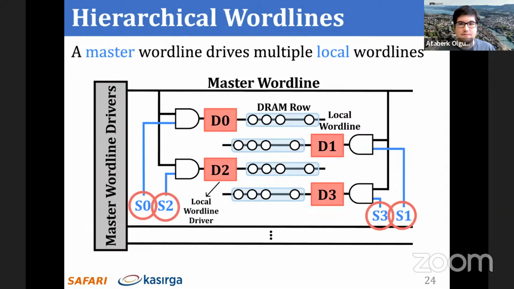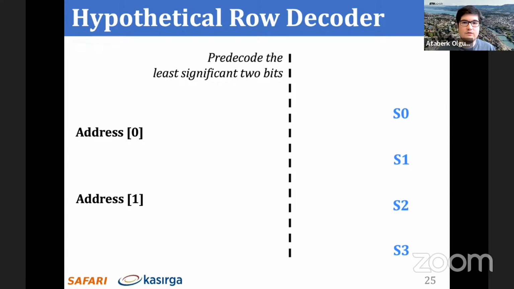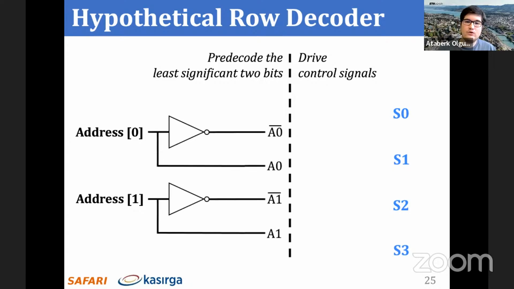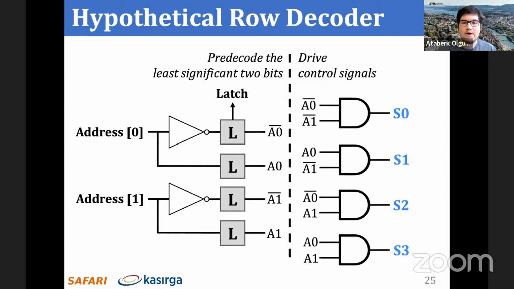Next, we will look at how the DRAM row decoder might be setting these control signals to enable QUAC in real DRAM chips. Our hypothetical decoder operates on the least significant 2 bits of the row address signals to set the control signals that drive the local wordlines. The decoder logically operates in 2 steps. First, it pre-decodes the least significant 2 bits to form intermediate signals. And then it combines the intermediate signals to drive the control signals. The predecoder outputs the least significant 2 row address bits along with their inverses and latches these signals. And the row decoder combines the intermediate signals using 2-input AND gates.